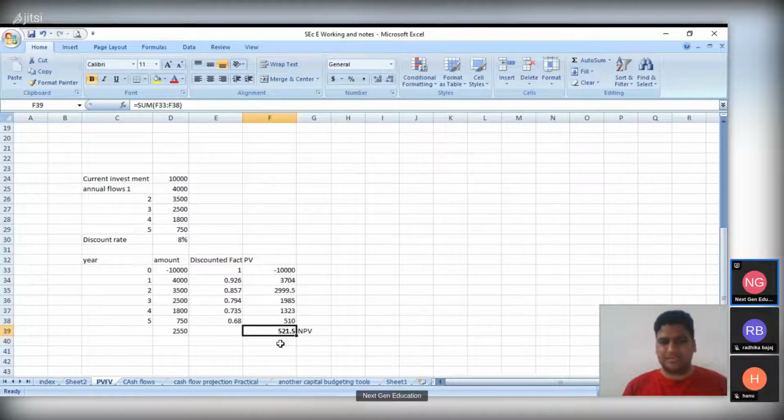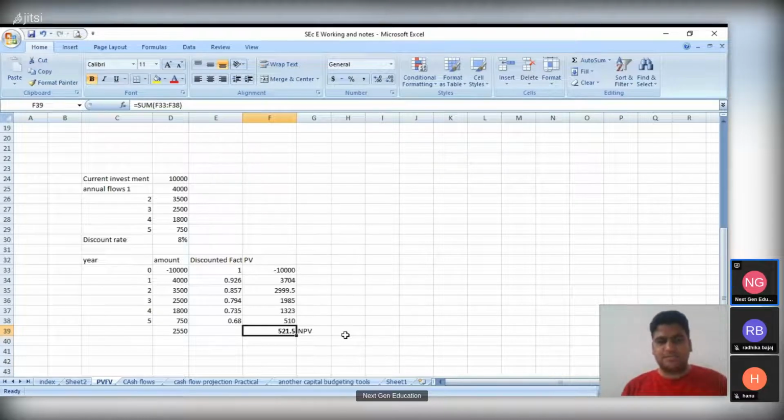Clear? 521. Sir, repeat once what you told just now. While you invested 10,000 rupees in a current project for running an operation for 5 years, you will get some amount after 5 years. The present value of that amount is 521 rupees. Understand?